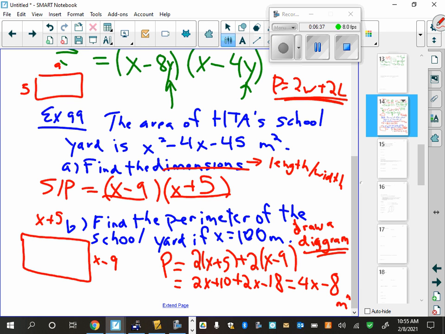Yes? Or do you think I made a mistake? Were we supposed to put the 100 in as the value of x? Oh, yes. Yes, yes, yes. Thank you.